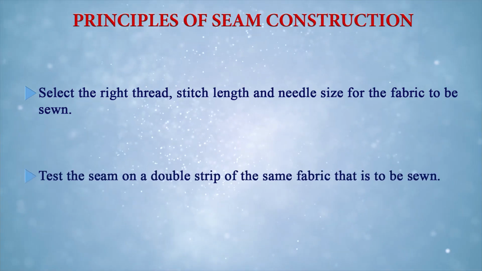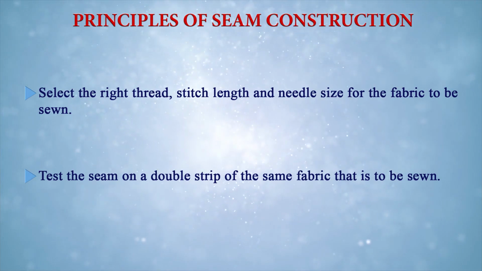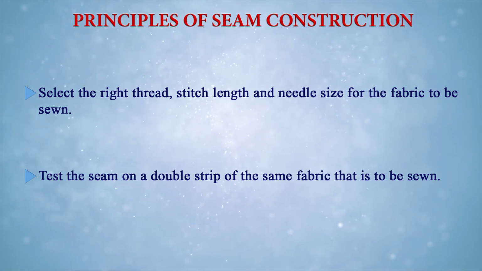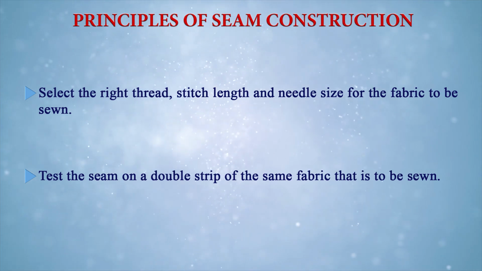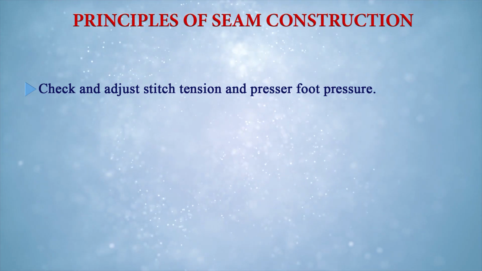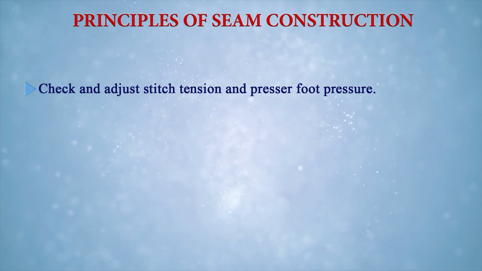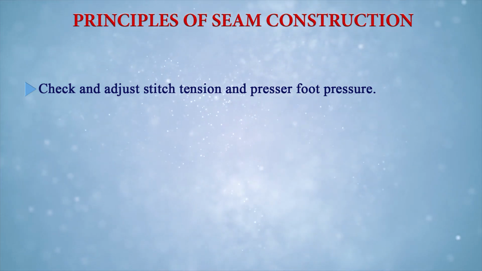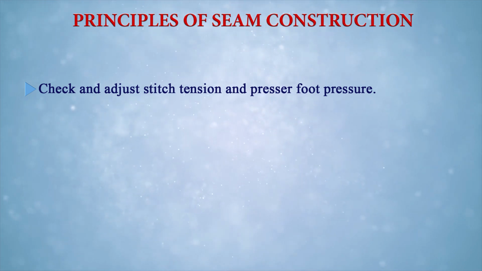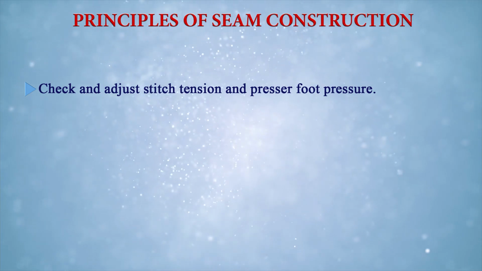Then test the seam on the double strip of the same fabric that is to be sewn. So we just do the double checking of the seam we are using. Then check and adjust stitch tension and foot pressure. We should check whether the stitch tension and the pressure of the particular pressure foot are proper or not, and if it is not proper, we should adjust it.